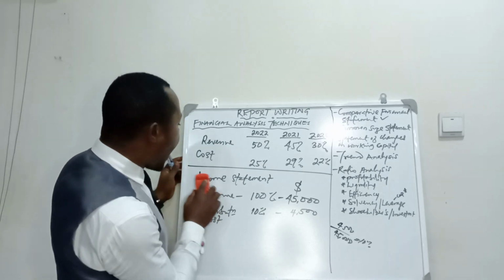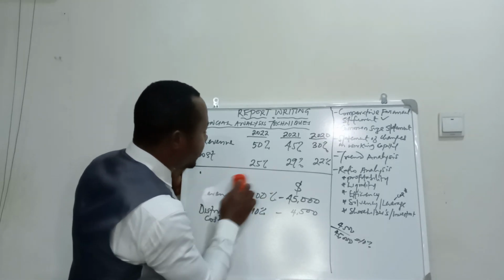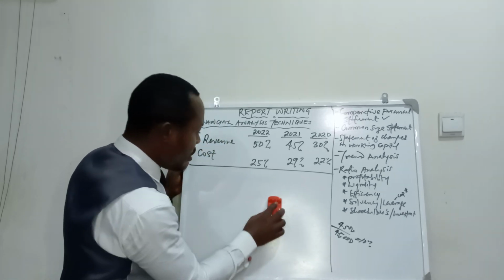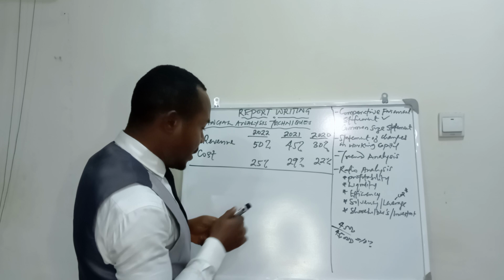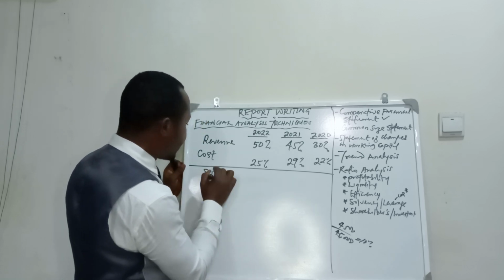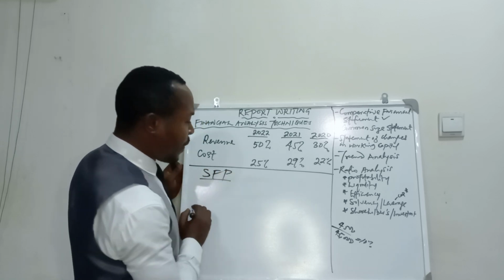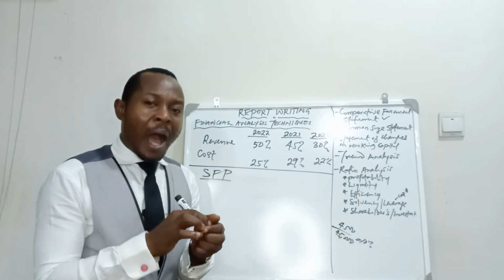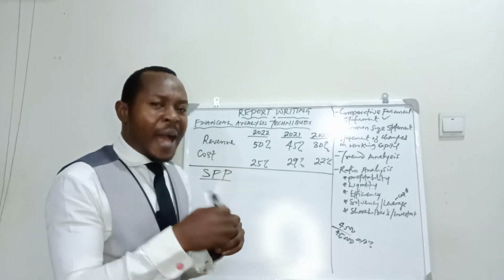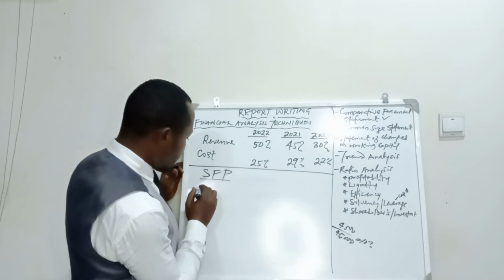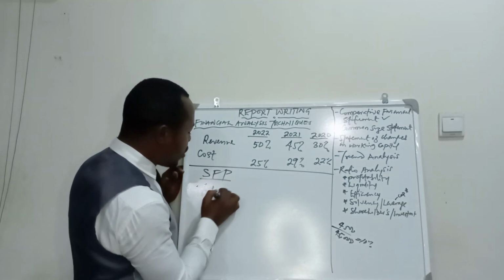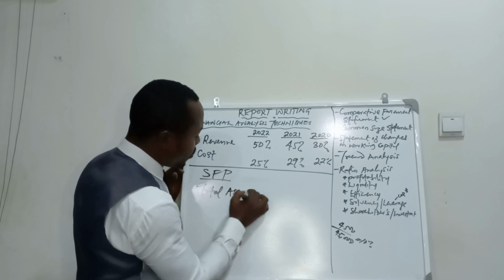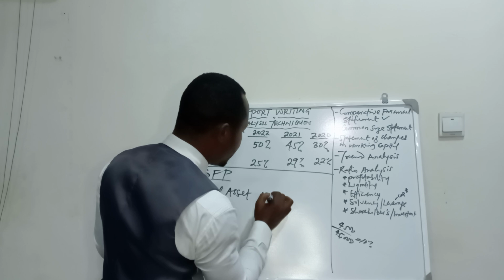But for the items under the statement of financial position, which is otherwise called the balance sheet, SFP, you will make the amount of the total asset 100%. Total asset is the basis that you are using under SFP. Total asset as what? 100%. Let me put it here, 100%.